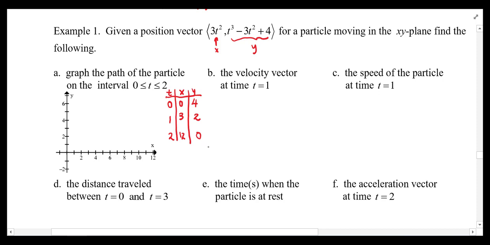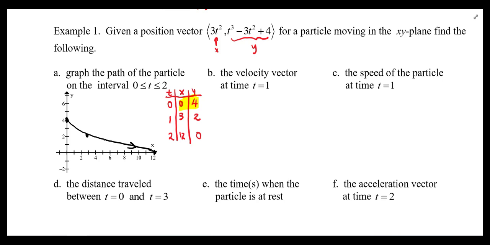All right. So now looking at this, there's the point 0, comma 4 right here. Here's a point 3, comma 2 right here. And then 12, comma 0 right over there. So I hope you can kind of see that the curve looks something like this. And I'm going to put directional arrows so you can see that the path is traveling towards the east.